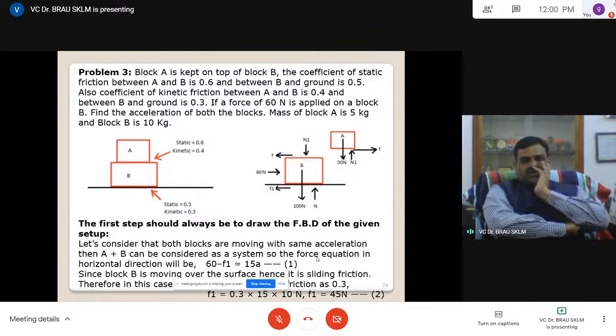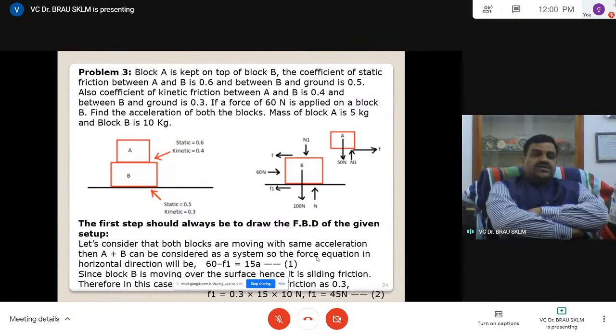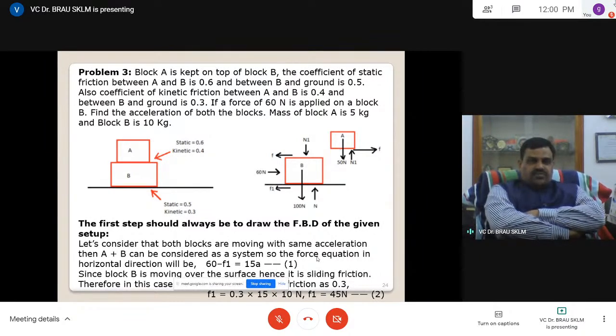If a force of 60 newtons is applied on block B, find the acceleration of both the blocks. If the mass of block A is 5 kg and block B is 10 kg. 5 kg means 1 kg force is 9.81 newtons, that is approximately 10. That's why 50 and 100, approximately like this. Block B is 10 kg, block A is 5 kg.